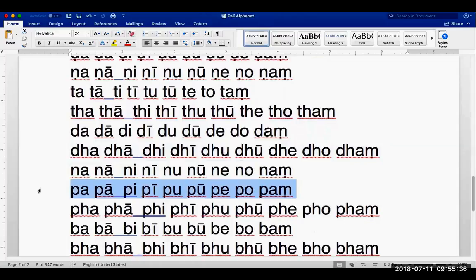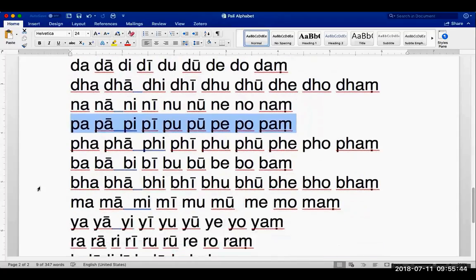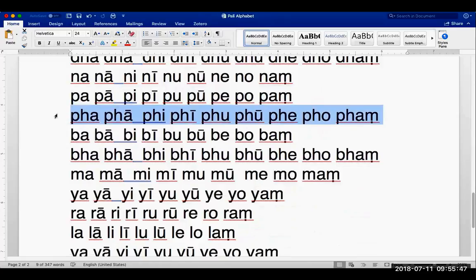Pa, pa, pi, pi, pu, pu, pe, po, pang. Ba, bi, bu, be, bo, bang. Bha, bhi, bhu, bhe, bho, bhang.